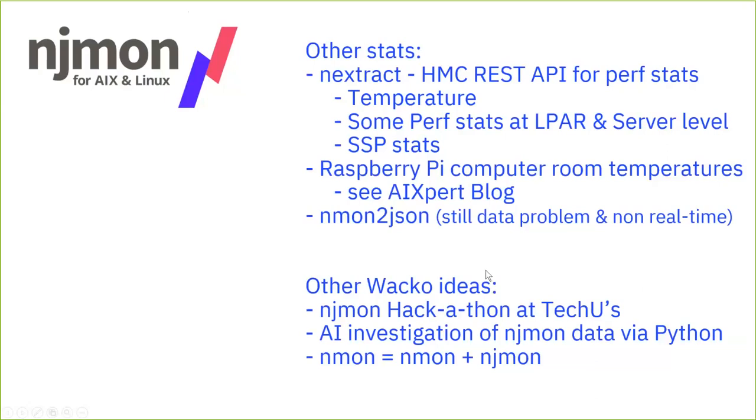So, some other wacky ideas. At the technical universities, there's a plan to run an NJMON hackathon. That sounds like fun. We may just present you with a working system and let you design your own graphs or do whatever you like. If you're happy just taking a JSON file and using Python to generate something new or investigate things, that would be good. Tomorrow we're starting a project using nmon data or NJMON data with our artificial intelligence tools, Power AI and those sorts of things.